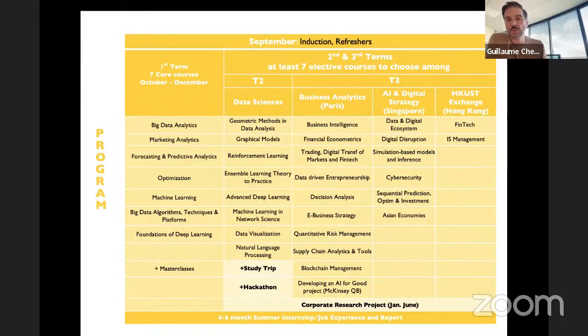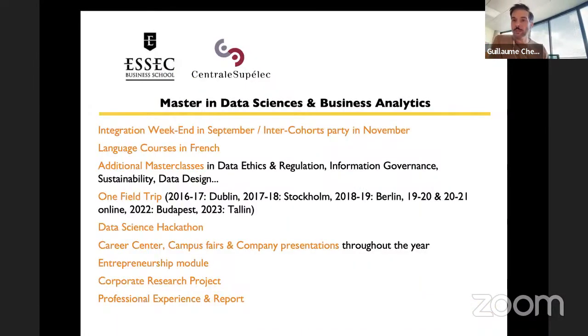And if you want to go to Singapore, then you'll have courses which are more geared towards digital innovation there, also quite technical, for some of them, sequential prediction, optimization, investment. So it's more like online optimization and prediction, right? Okay, so that's with a corporate project in parallel, a hackathon and a study trip, which will be somewhere depending on what the cohort of students decides. Right, I know I don't have much time. I'm just giving you a potted overview.